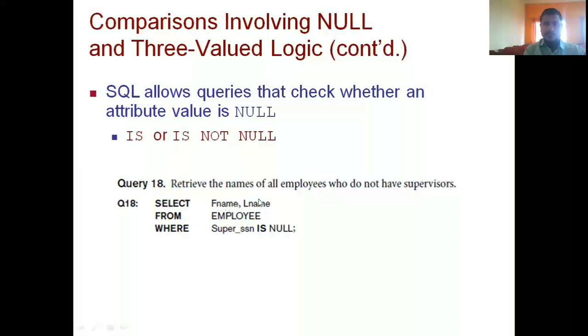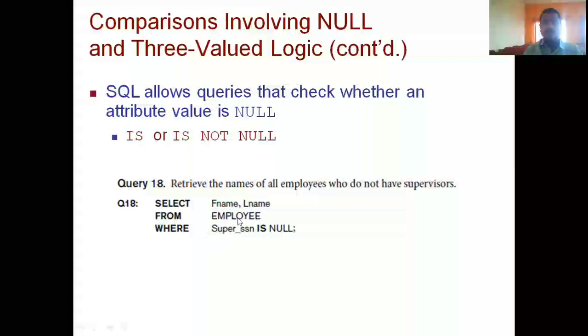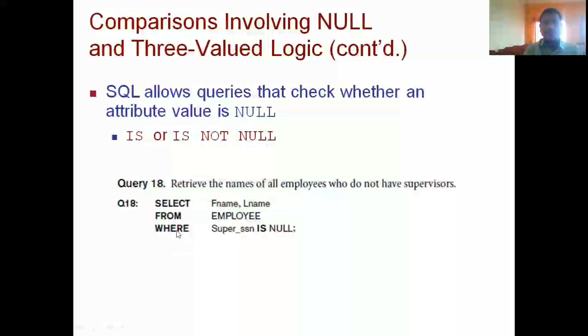Select first name, last name of the supervisors from which table? Relation, employee table, or employee relations. What is the condition? Where super, okay, means supervisor SSN is null. Means supervisors mention who is null, those candidates will retrieve here names of all employees.